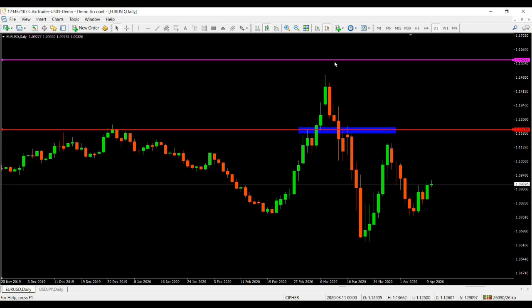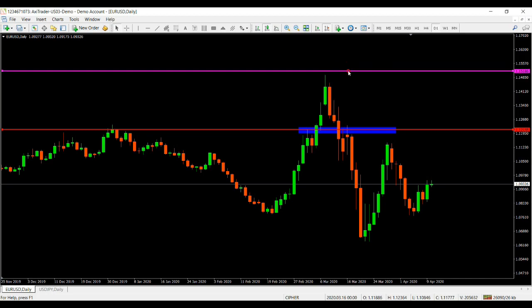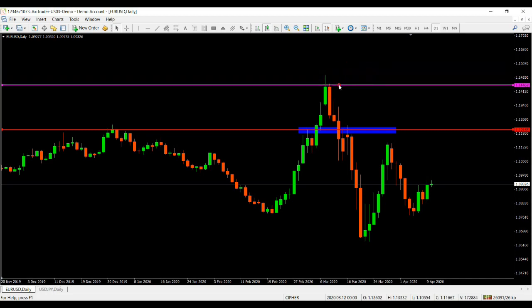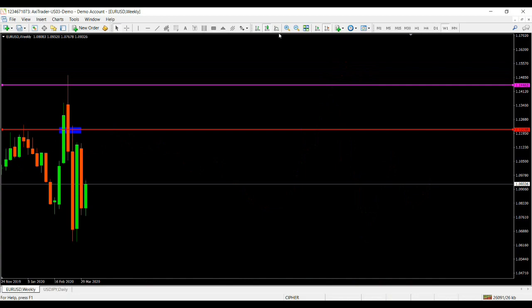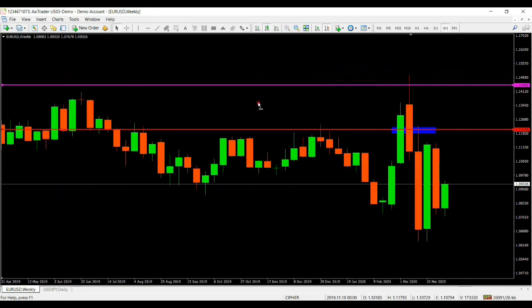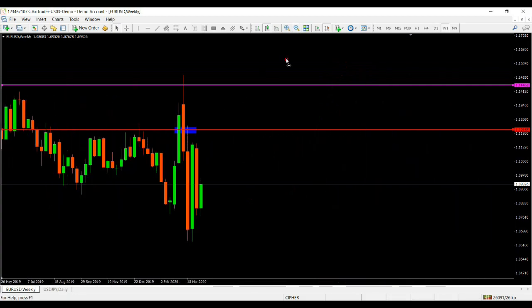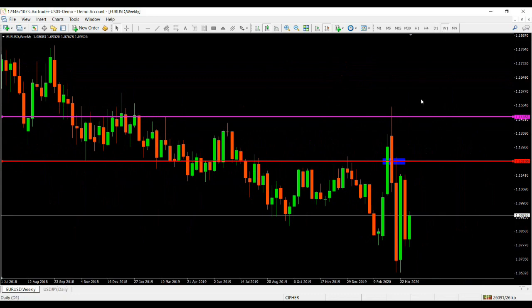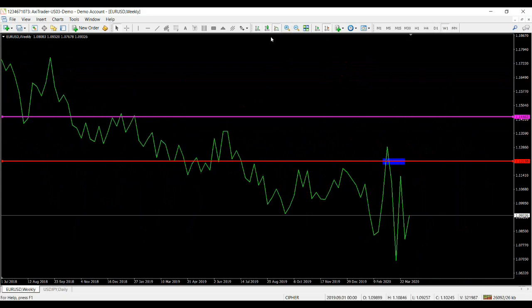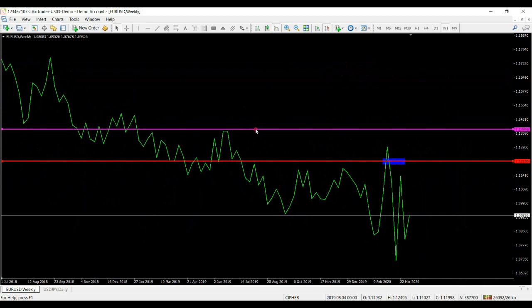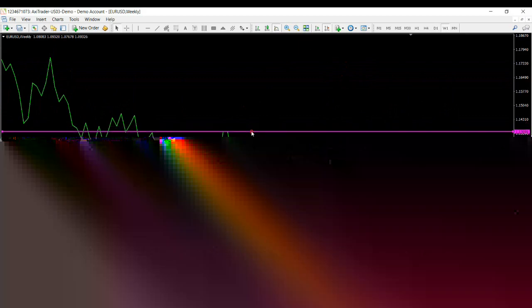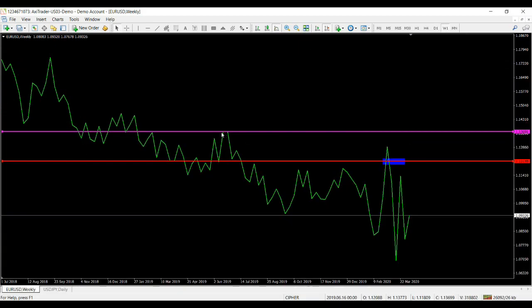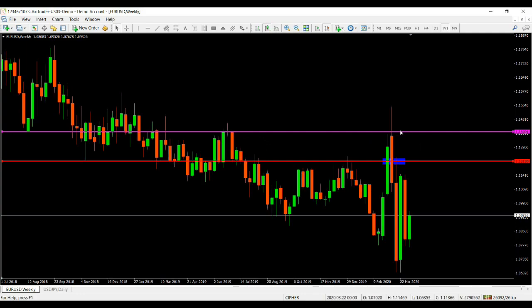Okay, I have taken one more line here, magenta color, which is for weekly. Okay, this is for the weekly chart. You can take the weekly time frame here. I have shifted to weekly. From there you can mark the top, which is the top of the weekly line chart in this place, as you can see here.